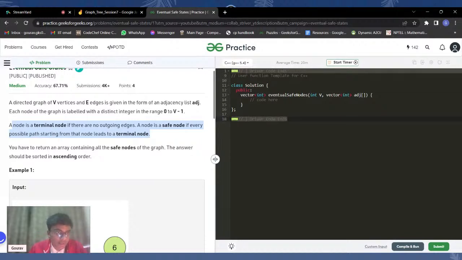And the question is asking us to return an array consisting of all the safe nodes of the graph. The answer should be sorted in ascending order. And what are the safe nodes? Safe nodes are those nodes from where every possible path starting from that node leads to a terminal node. And a terminal node is a node which doesn't have any outgoing edges.